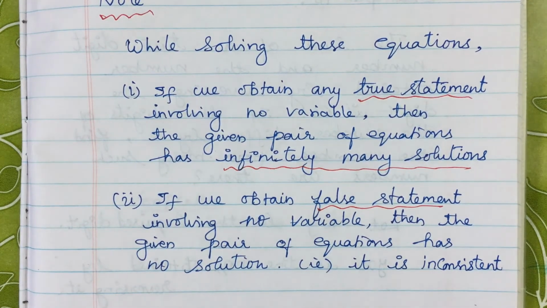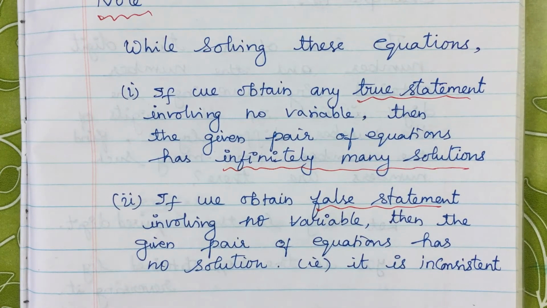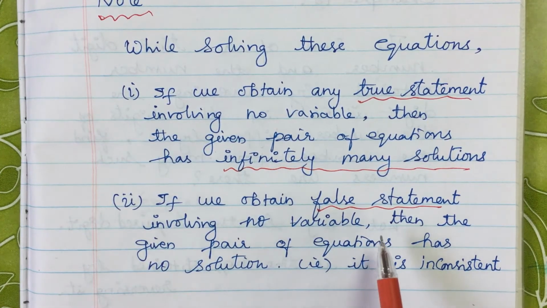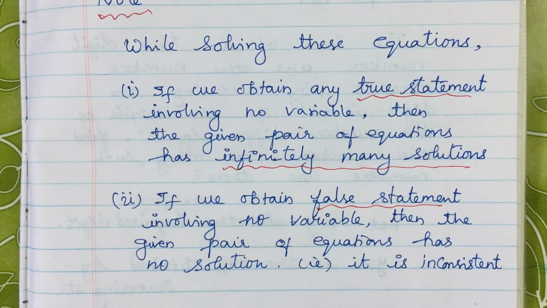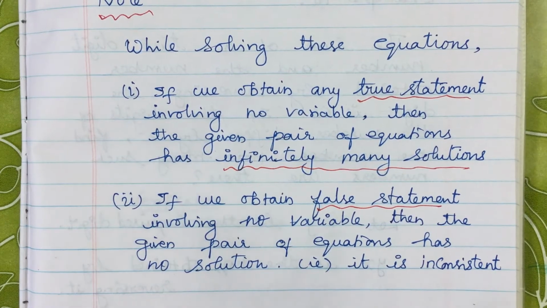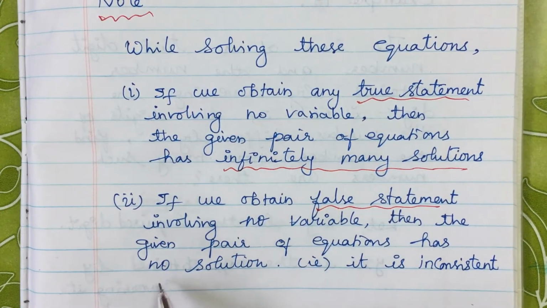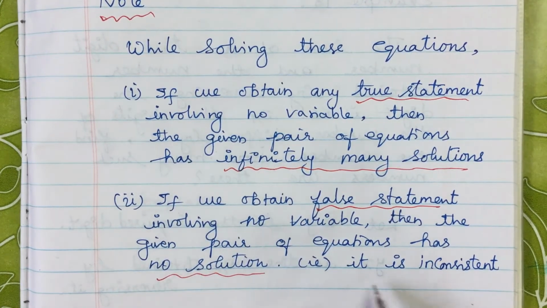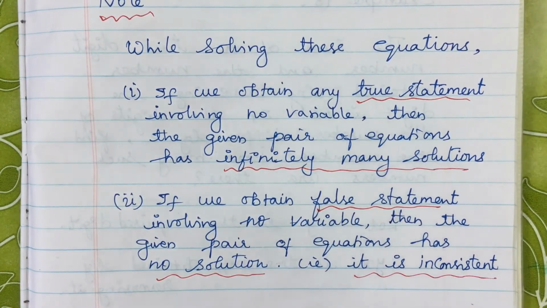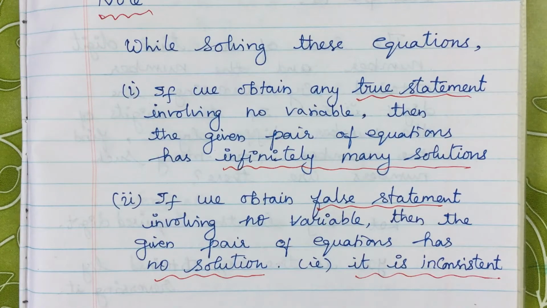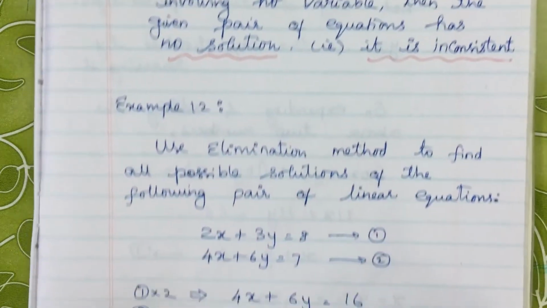Sometimes you will end up with a false statement in the middle of your problem solving. In that case, for example, 0 equal to 1. Obviously, 0 cannot be equal to 1. So in such situations, you can say the given pair of linear equations have no solution. Therefore, it is inconsistent, right? This you should note down while solving the problems.